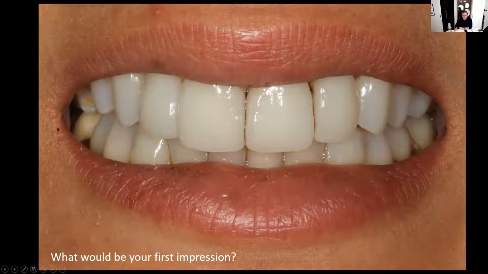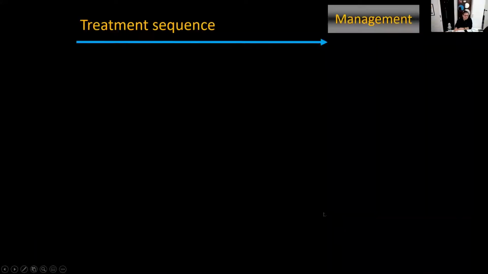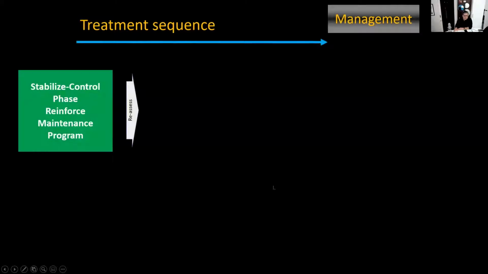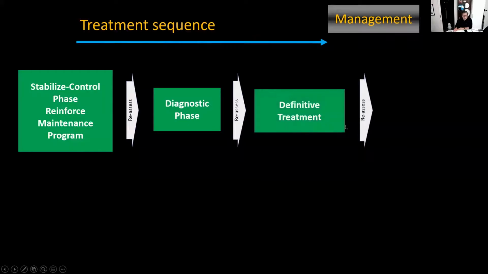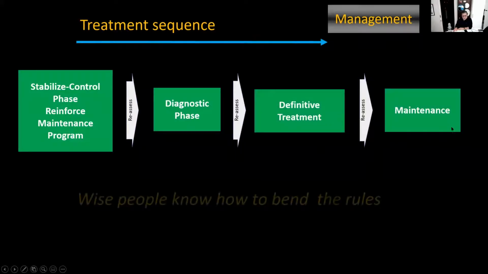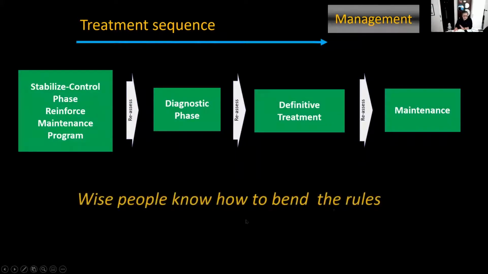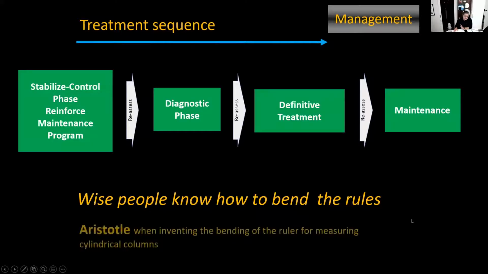Because there's a lot of issues in relation to occlusion for this patient, okay? She's also a TMD patient too, by the way, but I'm going to remove TMD. Now, we've spoken about this quite often, right? Stabilize, control phase, maintenance program. Patient understands it has to be in the maintenance program. And then we talk about diagnostic phase, reassess, and then definitely treatment and back to the maintenance. So this thing comes around here. We understand this, and it's very important that we understand the concept.